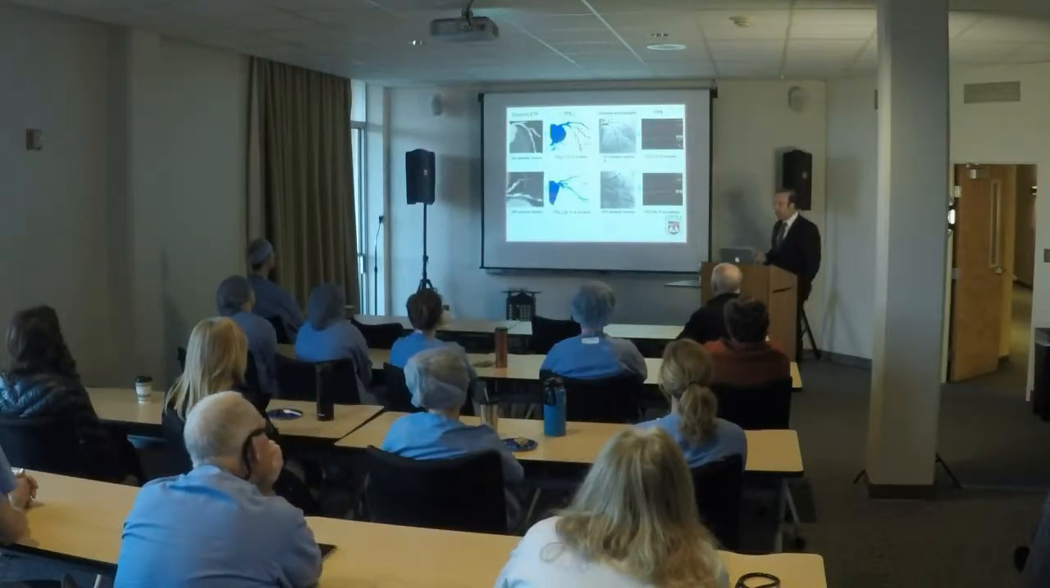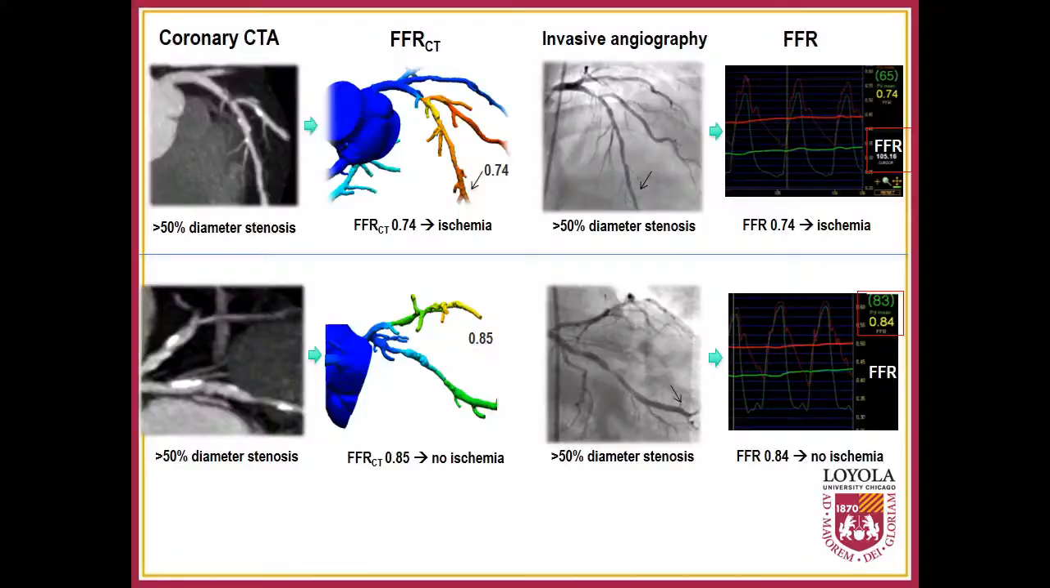Here are two case examples. Patient number 1 up top had a greater than 50% diameter stenosis in the LAD, had an FFRCT that suggested an ischemic vessel. The invasive coronary angiogram confirmed the CT finding, and the invasive FFR corroborated the FFRCT. So both the invasive and non-invasive FFR values are 0.74.